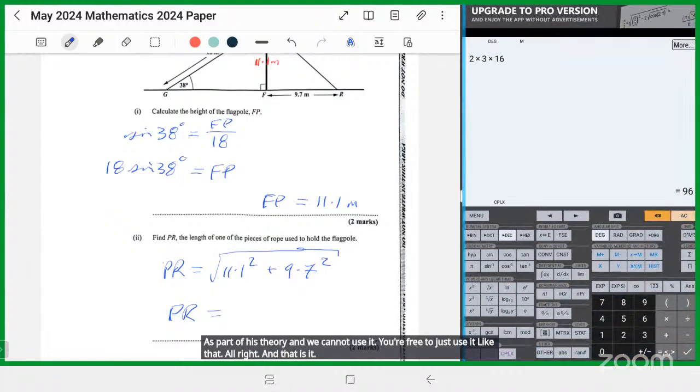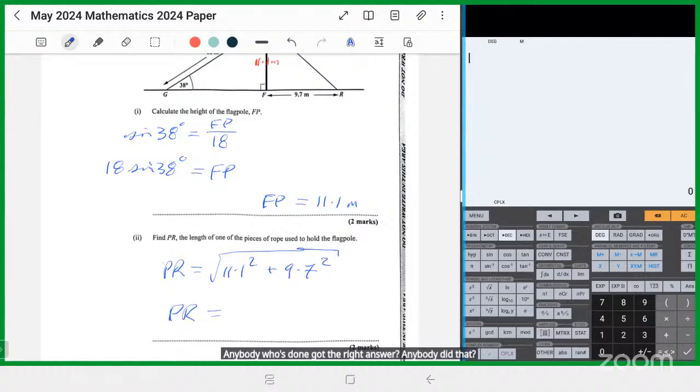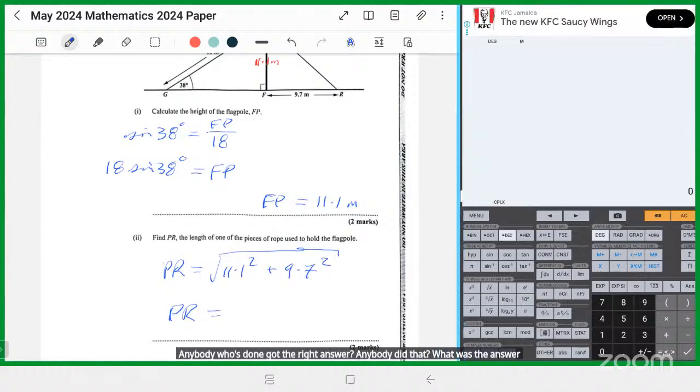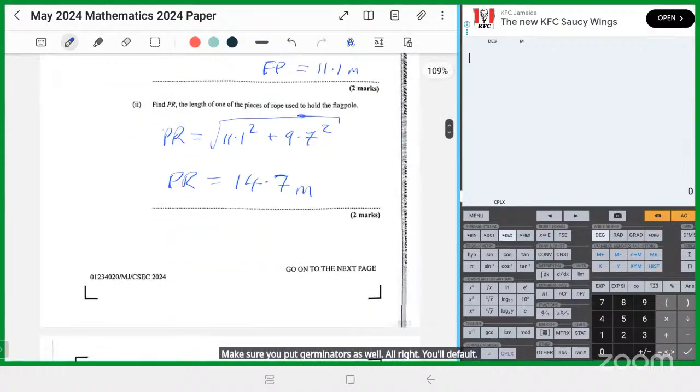But anybody use it and got the right answer? Anybody did that? Yes, sir. What was the answer? 14.73. So I'm going to put 14.7, 3 significant figures. Make sure you put your meters as well. All right? Beautiful. Next question.